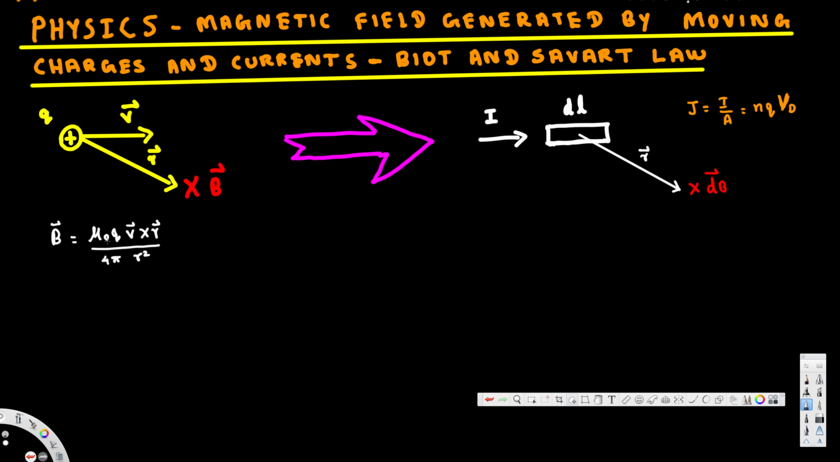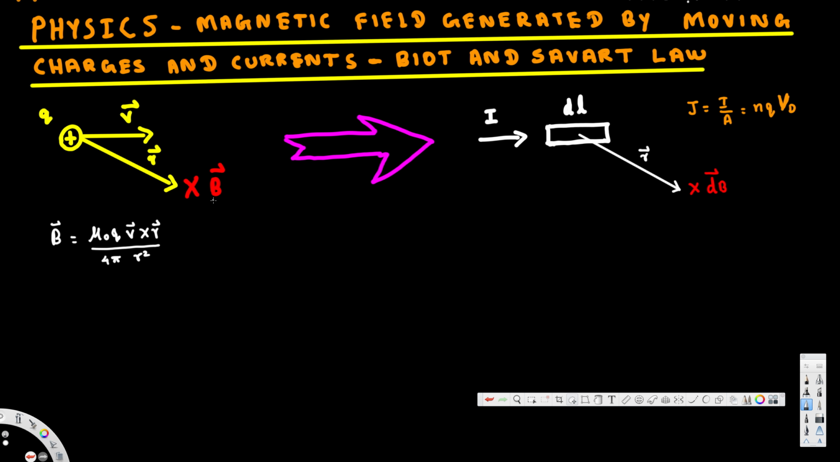Here mu naught is the permeability constant, q is the charge, and also the direction of the magnetic field is going to depend on the velocity. Like if you point your thumb toward this velocity direction and if you curl your fingers, you will see that at this region the magnetic field is going to go inside, right? That's why we have a cross product right here.